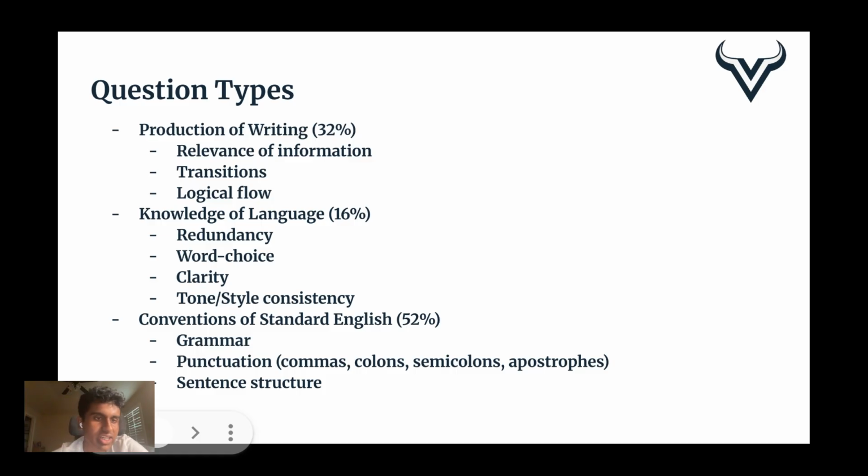Now, for the question types, there are three main question types that the ACT prescribes. The first one's production of writing. 32% of the questions on your test would be about this subtopic in English. Basically, relevance of information, transitions, and logical flow. Mainly in this, what I've come across is logical flow and transitions. These are the most prescribed questions.